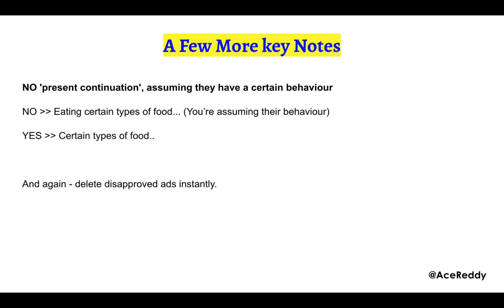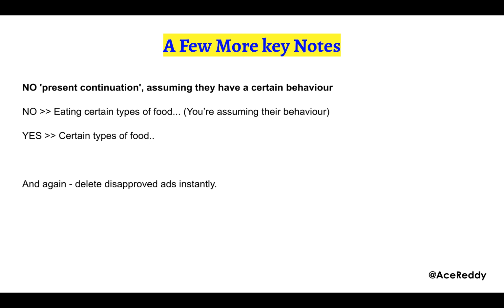No present continuation, assuming that they have a certain behavior. When you say things like eating certain types of food will get you X disease, you're generally assuming their behavior, and Facebook doesn't like that, right? Because that just makes people feel bad about what they're doing. So never use stuff like that. Instead, you could use other titles like certain types of food that will make you healthier. I wouldn't even do certain types of food to avoid.